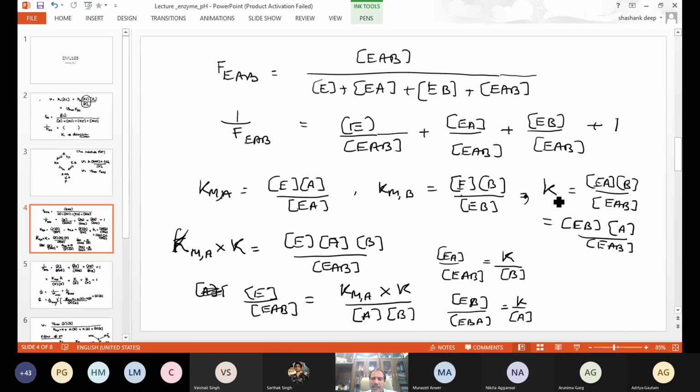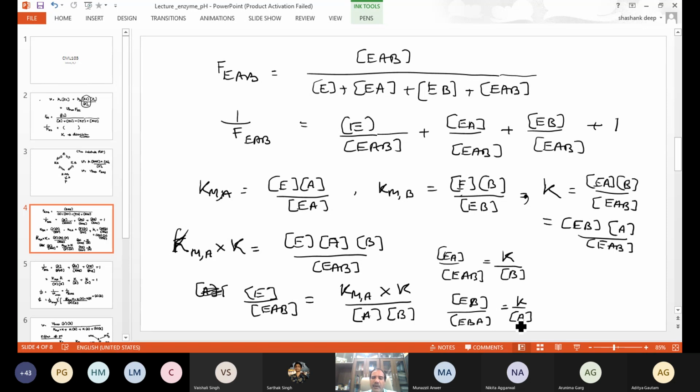So this I am taking as K, where K basically tells you about the dissociation constant of EAB to EA or to EB. Both I am taking as equal. So KMA into K is equal to E into A by EA into B by EAB. Now I can calculate E by EAB, EA by EAB, and EB by EBA, and this is the equation. KMA into K by A into B, EA by EAB is equal to K by B, and EB by EBA is equal to K by A.